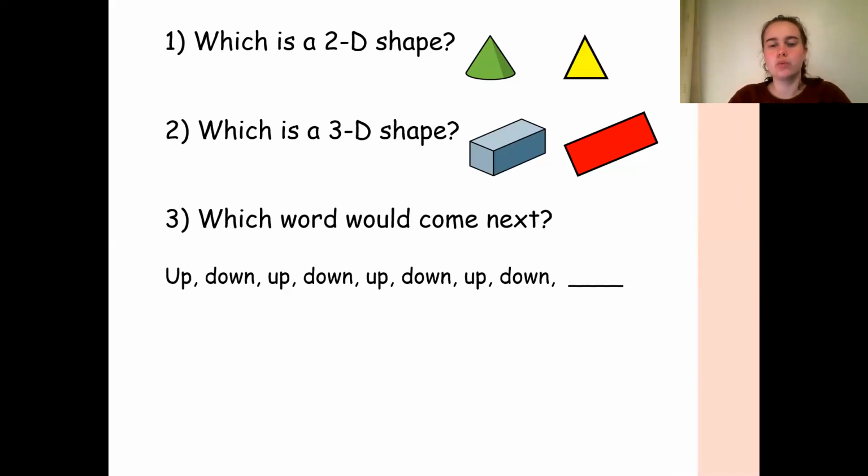So question 1, which is a 2D shape? We've got a cone and a triangle. Which one of those is a flat 2D shape? Hopefully you know that it's a triangle that's a 2D shape.